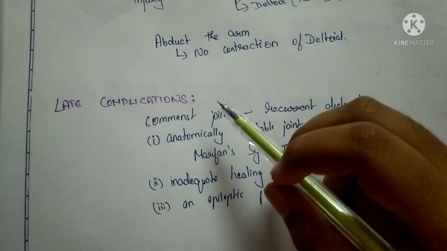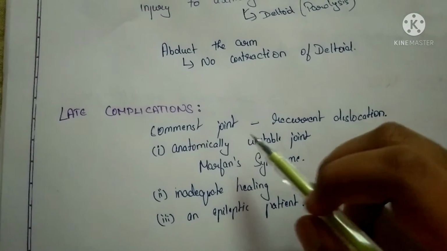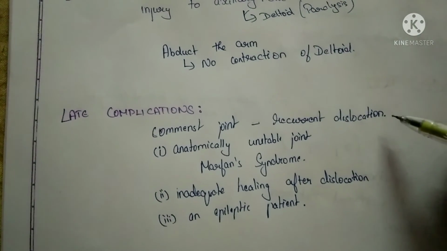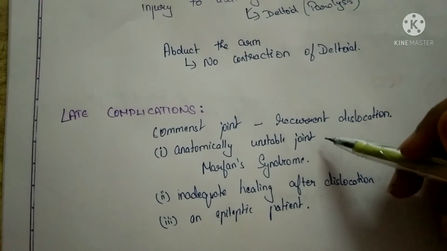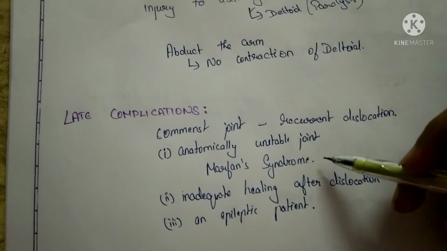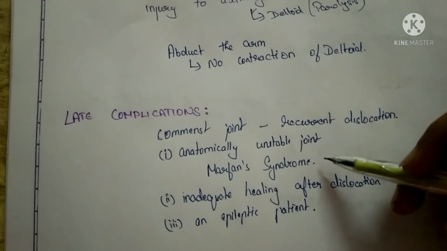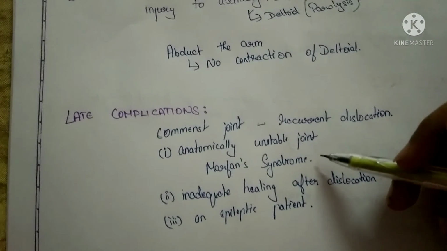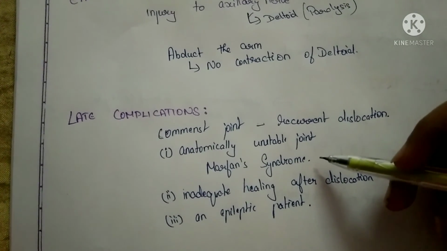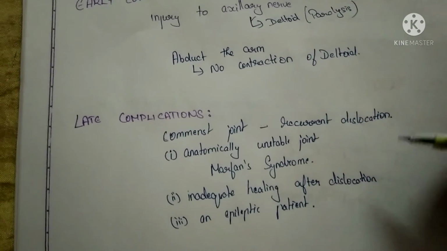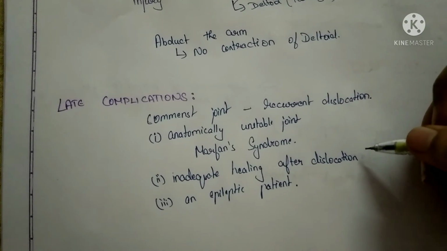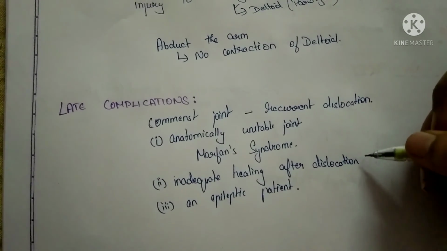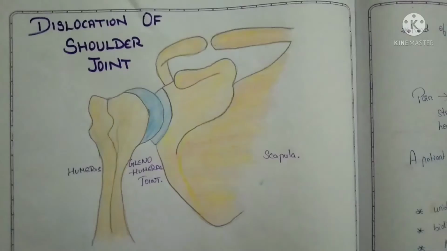The shoulder joint is the commonest joint for the recurrent dislocation to occur, and we know that it is an anatomically unstable joint. And in some conditions, for example Marfan syndrome, which is a disorder of the connective tissue, when the connective tissue is damaged, it makes the joint unstable. So due to instability, recurrent dislocation occurs, and also inadequate healing after the dislocation, and it also occurs in epileptic patients. So this is it about the dislocation of the shoulder joint.